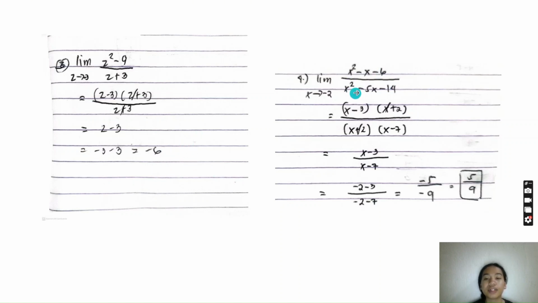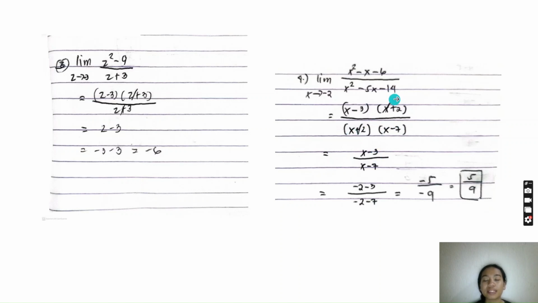Now we are in number 4, the limit of x squared minus x minus 6 all over x squared minus 5x minus 14, rather, as x approaches negative 2. Since the fractions in both numerator and denominator can be factored, we have factored them. The factors of the numerator are x minus 3 times x plus 2, and the factors of x squared minus 5x minus 14 are x plus 2 and x minus 7.